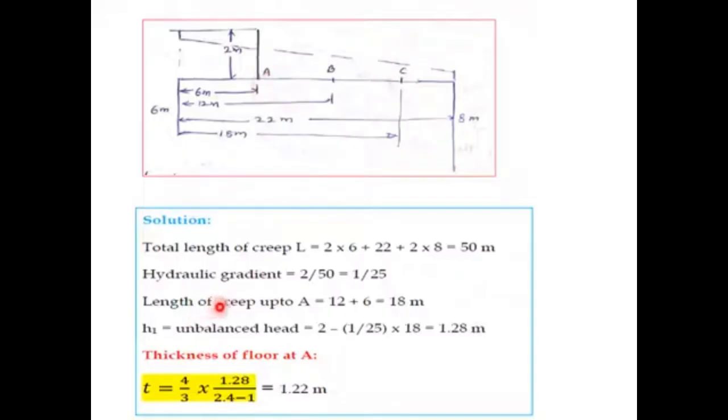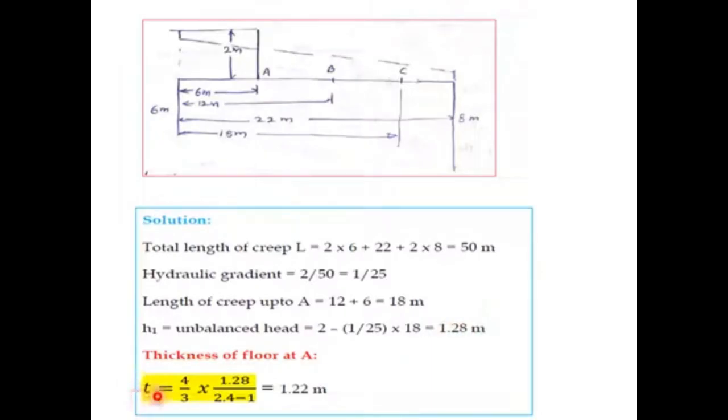Therefore the length of the creep up to A is 2 times 6 plus 6. So that gives 18 meters. Now, what is the unbalanced head at A? The head lost is 1 in 25 into 18. So that is the head lost. Therefore the unbalanced head is 2 minus 1 in 25 into 18, that is 1.28. So now we know that the unbalanced head is 1.28.